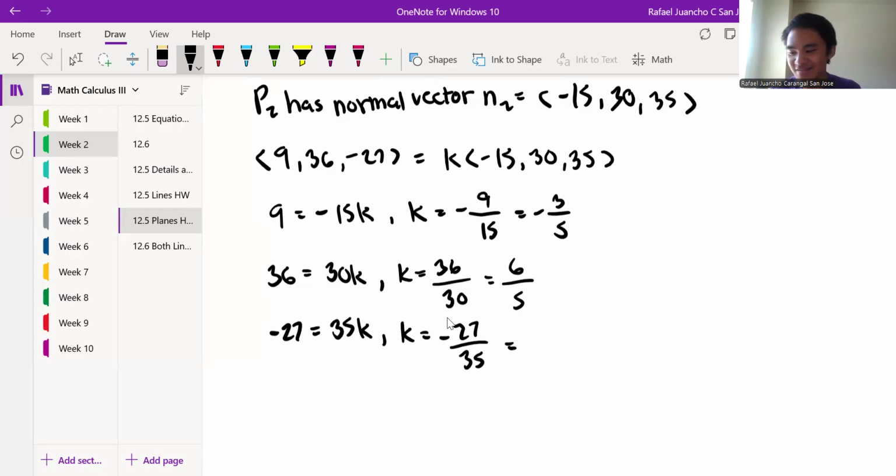Let's see this. What can you divide this with? I don't know. Just use my calculator. Oh, you can. That's it. I was thinking of 3, but then 35 or 9. No. So the k's are not equal, meaning not parallel. So they're not parallel.